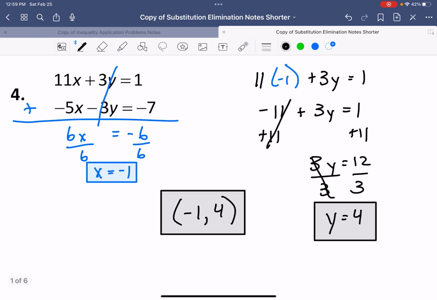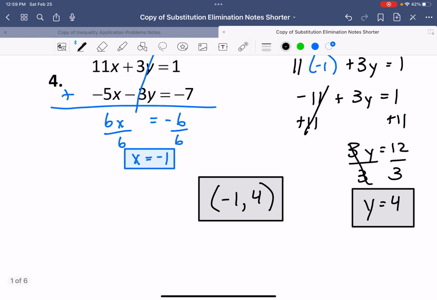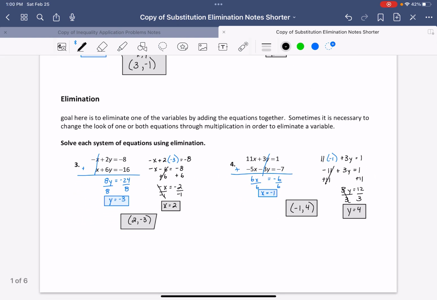All right, so go ahead and start on the homework. If you have any questions, let me know. And we can cover how to do any multiplication if we find that. Okay.